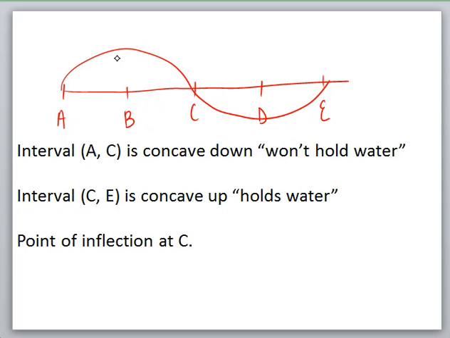Interval A to C, the open interval A to C, is concave down. How you can remember that is it won't hold water. From C to E, it's concave up, and it will hold water. The point of inflection, so where it changes concavity. Let's write that in there. This is where it changes concavity.